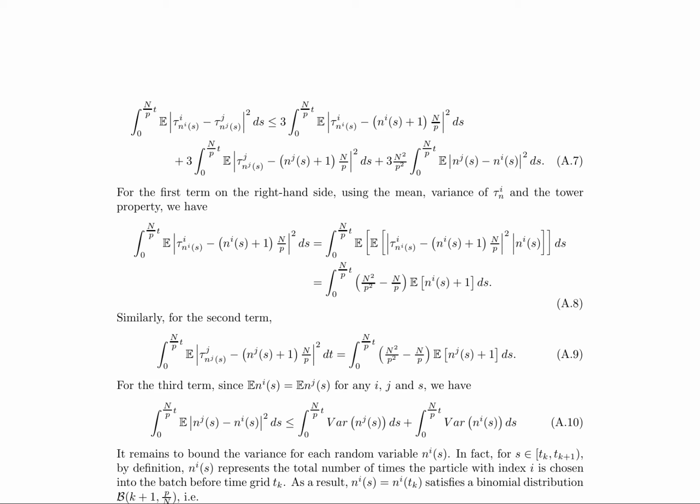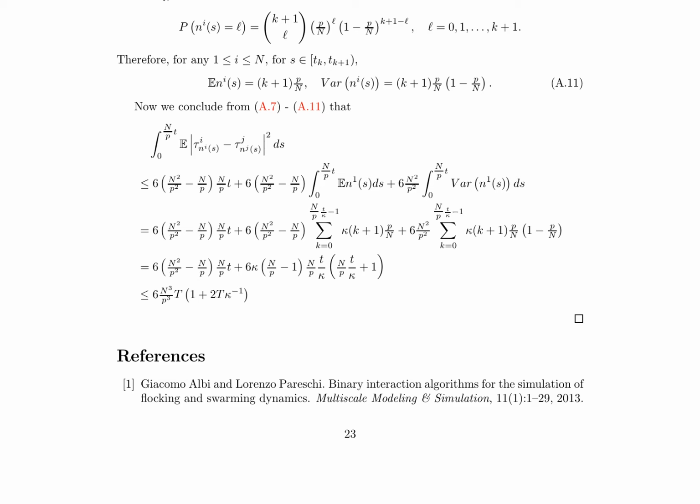Here is the combined summary. The authors derive an upper bound for the integral of the squared difference between two random variables, tau_{i N_is} and tau_{j N_js}, where N_is and N_js are binomially distributed random variables representing the number of times particles with indices i and j are chosen into a batch before time grid t_k.